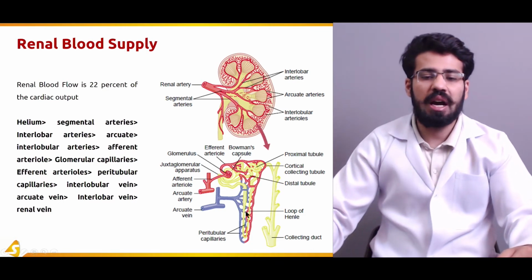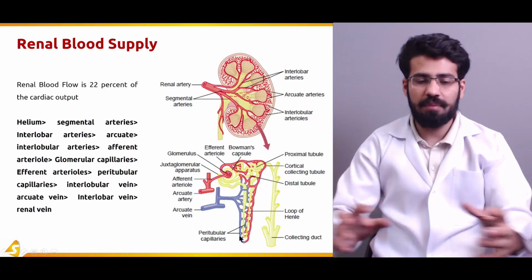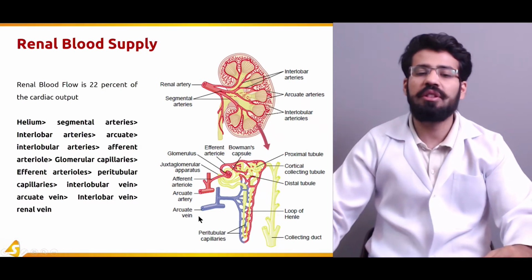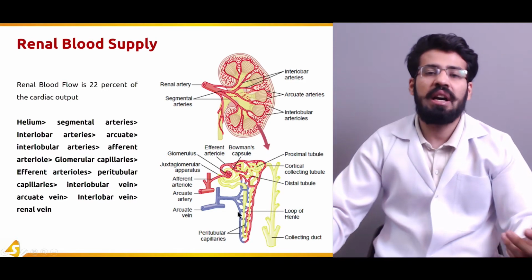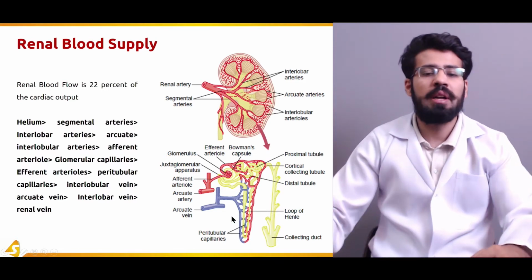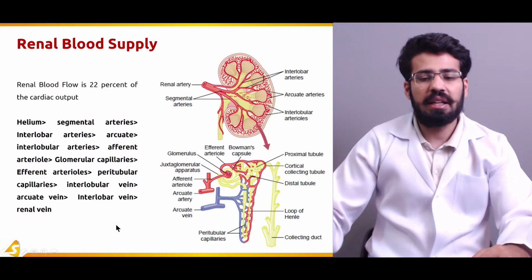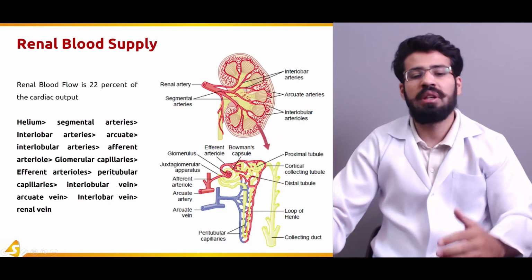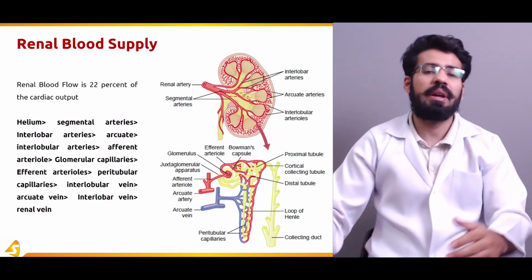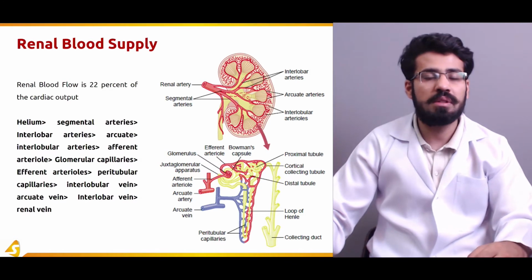These interlobular arteries then sum up to form the interlobular vein. The interlobular vein is further joined to form the arcuate vein, and the arcuate vein can be seen in this particular diagram. The arcuate vein then moves to form the interlobar vein, which ultimately forms the renal vein.